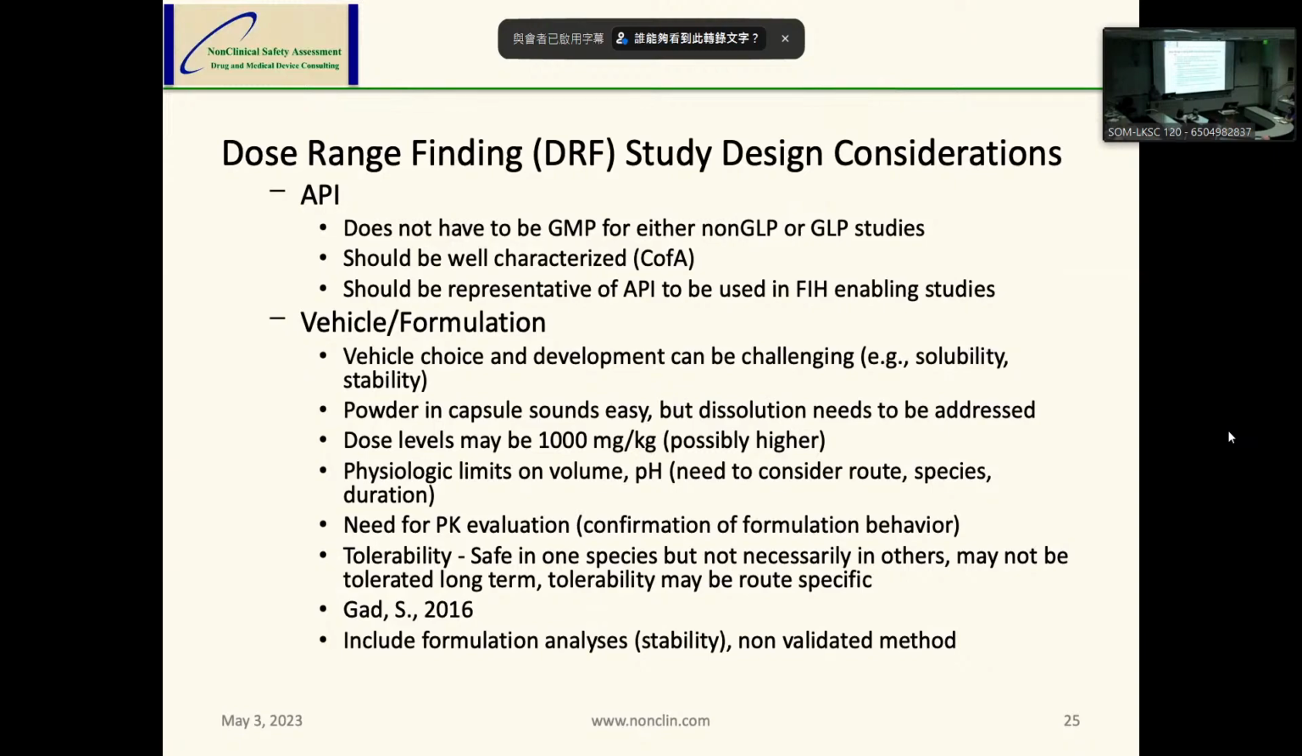Let's see, what else was I going to say? Oh, the vehicle. Last week I heard something. I don't know how many of you were here. I was a little surprised that they were using a vehicle with 40% cyclodextrin. Vehicle choice is critical for toxicology studies. And you can't make assumptions. You can't say, oh, this excipient is used in a human product, so it'll be okay. No, it's approved for humans. Doesn't mean it's okay for a mouse.